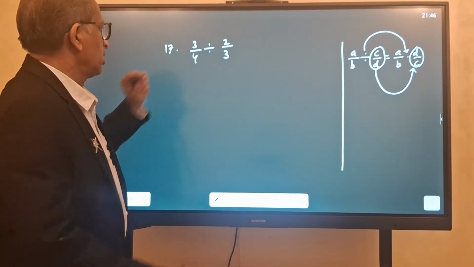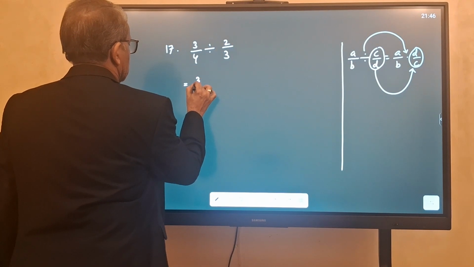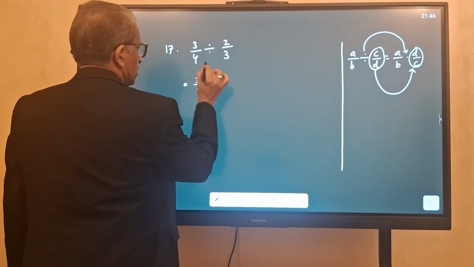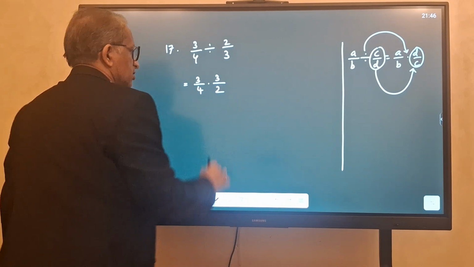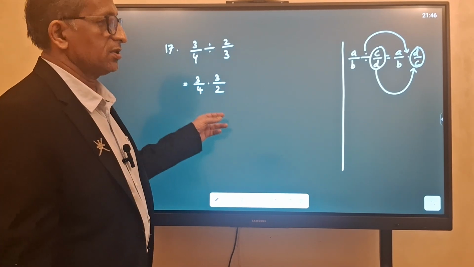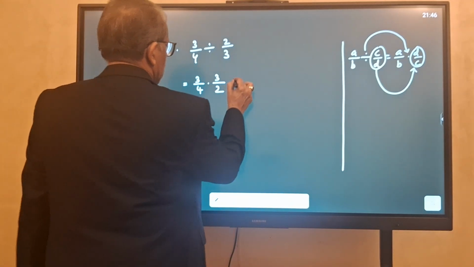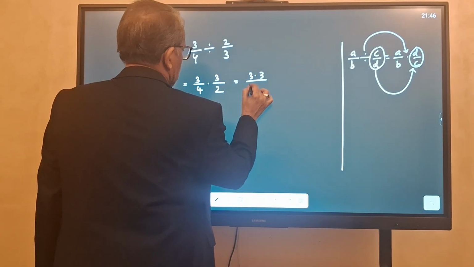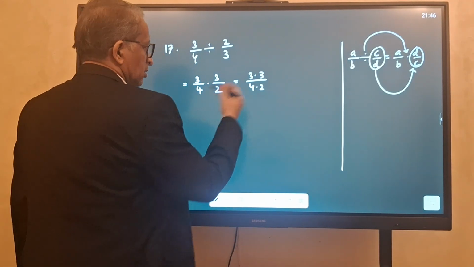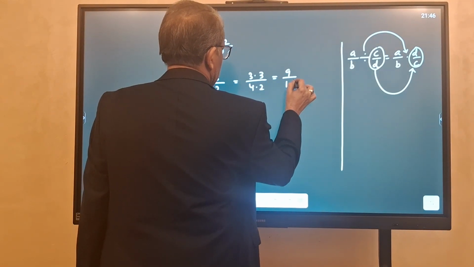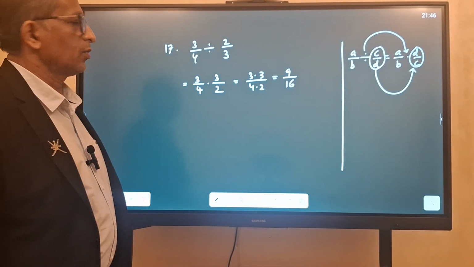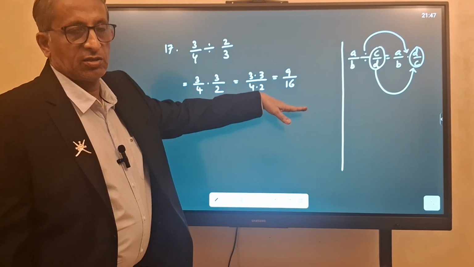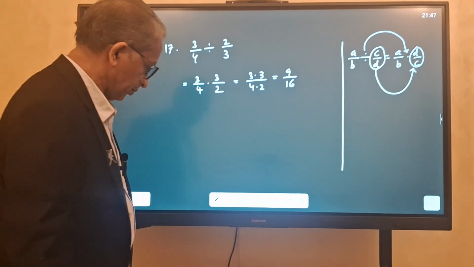So applying the same rule here, I will write 3 by 4 as it is. Convert this into multiplication. When it is multiplication, 2 by 3 becomes 3 by 2. Then multiply the up, that is 3 into 3. Multiply down, 4 into 2. Multiplying, it is 9 by 16. This is the division of these two fractions. If you want to simplify further, take the common factor and cancel, that is the simplified part of it.